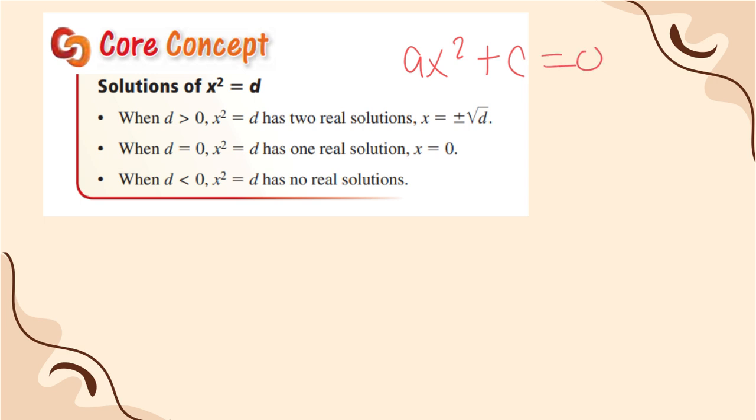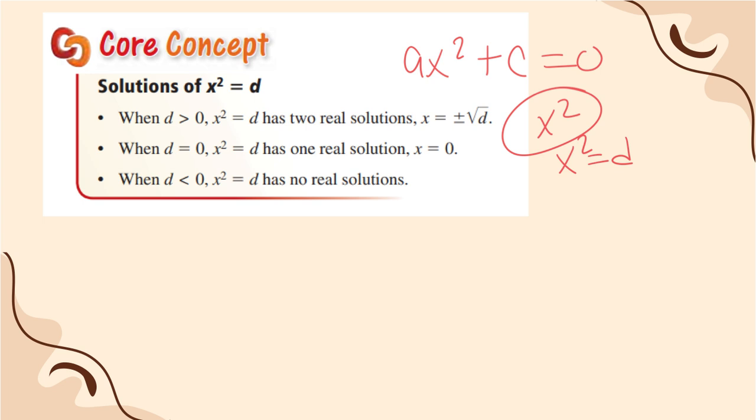We first need to isolate x squared on one side of the equation to obtain x squared equals d. Okay, so remember, we need to isolate x squared to have x squared equals d. Then solve by taking the square root on each side.